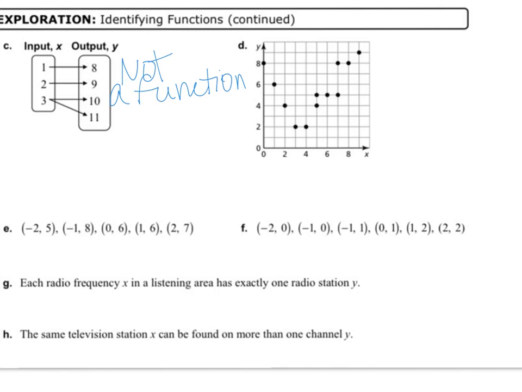In D, this one gives us a graph. So what we need to look for in a graph is whether at any point more than one dot will be touched by a vertical line. I see several places where the vertical line test would pass. For example, here it would pass. Here it would pass. However, right here does not pass. Nor does it pass at this point. So it fails the vertical line test, so it's not a function.